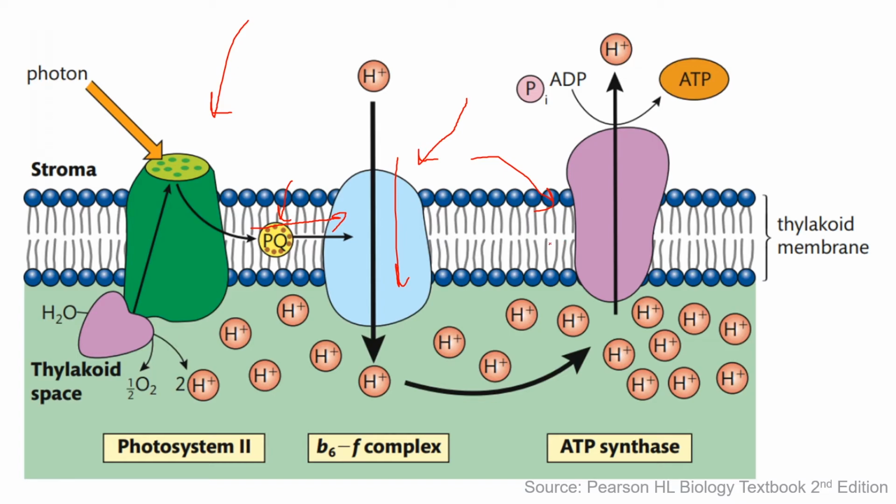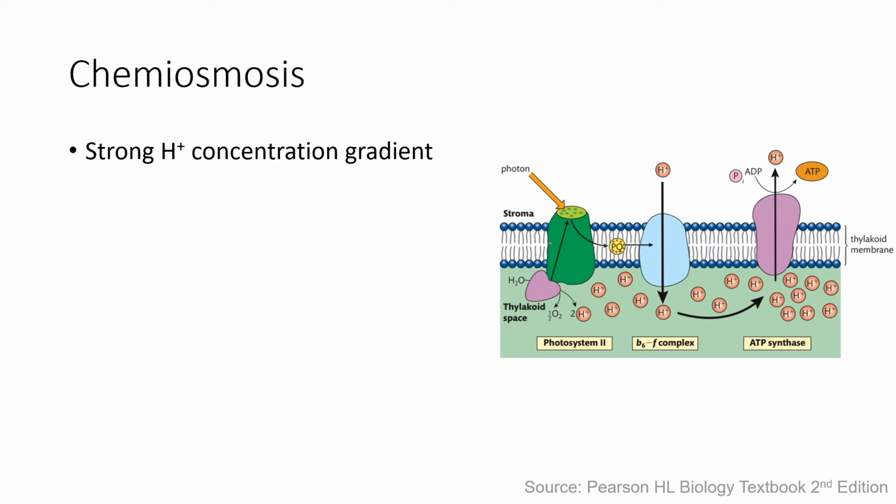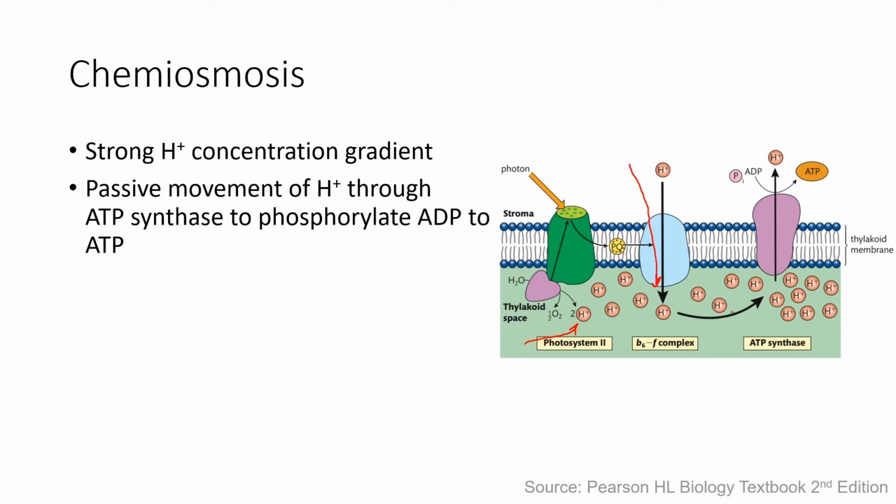Now, this final process is known as chemiosmosis. A strong hydrogen ion gradient has already been created due to the fact that the photolysis of water has produced hydrogen ions, as well as the fact that the cytochrome complex has pumped more hydrogen ions into this thylakoid space using the energy from the electron carrier PQ. So now these H plus ions move passively back through the membrane through ATP synthase, and what this does is it allows the phosphorylation of ADP to ATP.